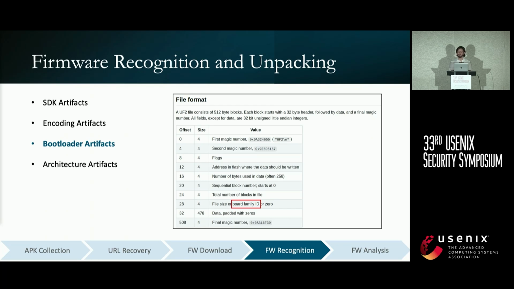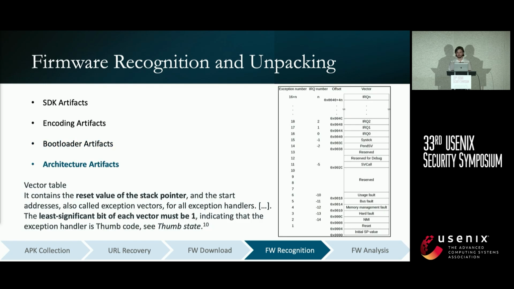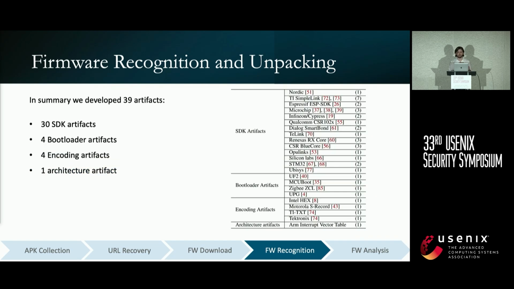Bootloader artifacts: we have observed that open source bootloaders are occasionally used to package the actual firmware, which significantly simplifies the firmware distribution process for developers. Similar to SDK signatures, we utilize the header that these bootloaders add to an image. Architecture artifacts: distinctive signatures are added to a firmware image by the architecture as well. In the case of ARM, we use the vector table as the signature to match. It must include the initial stack pointer at position 0, followed by the vector table entries with their least significant bit set to 1. So in total, we have developed 39 different artifacts so far.